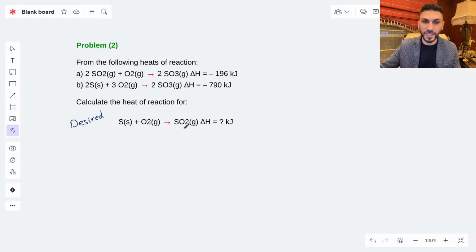We need SO2, 1 mole in the product, but from reaction A, we're going to have it 2 SO2 in the reactant. So basically, I'm going to multiply it first of all by half, and also I need to flip it. I need this one in the product, so it's going to be -half. And delta H will equal to positive 98 kilojoules.